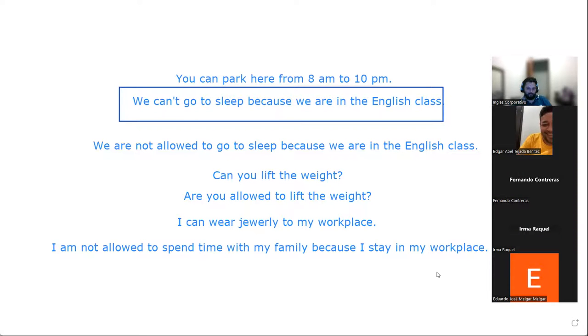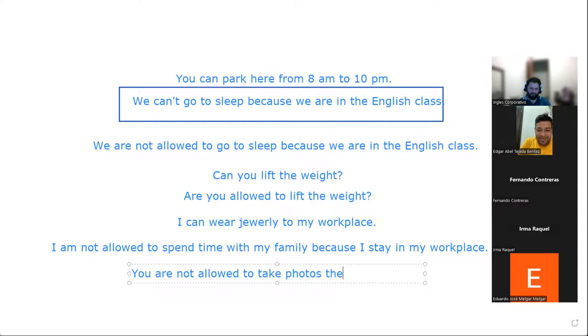But it's permission, okay? Irma, I am so sorry. I know that you wanted to give me your example. Go ahead. You are not allowed to take photos in the museum. In the what? Museum. In the museum. Oh, in the museum, okay? Yeah, I was like, why museum? Is she talking about cafe, right?